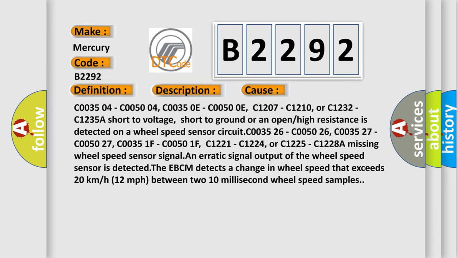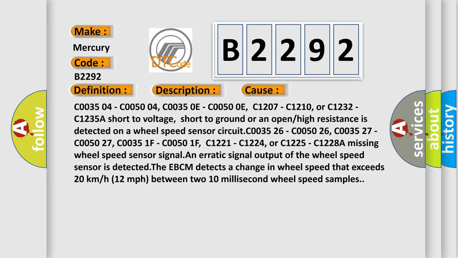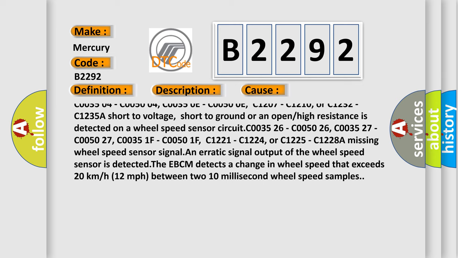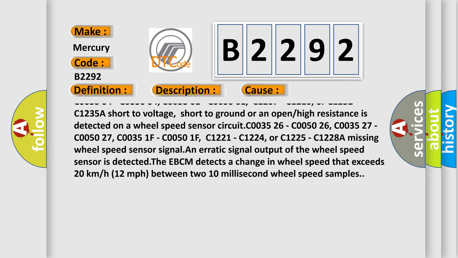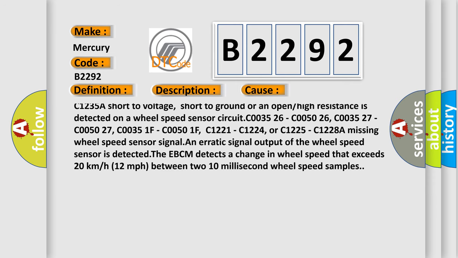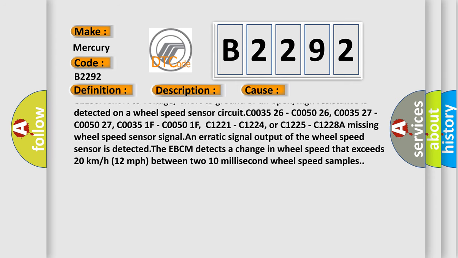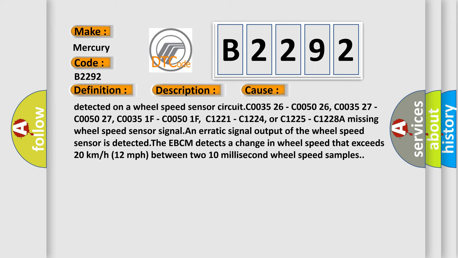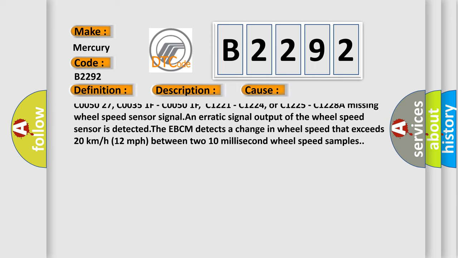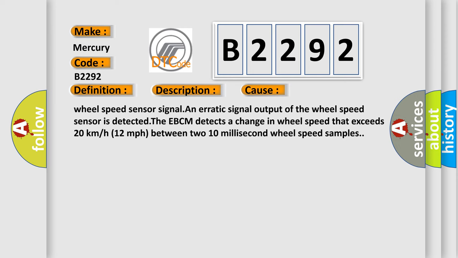This diagnostic error occurs most often in these cases: C003504, C005004, C00350E, C00500E, C1207, C1210, or C1232, C1235A. Short to voltage, short to ground, or an open or high resistance is detected on a wheel speed sensor circuit.